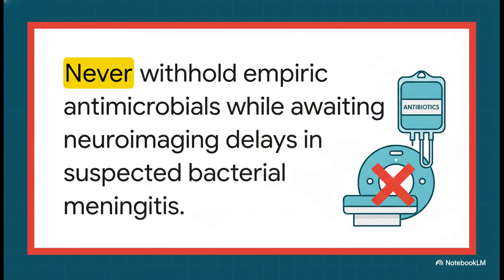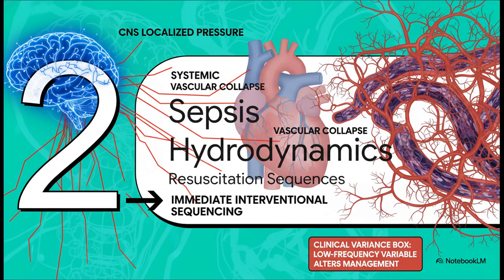The absolute fatal stewardship trap to avoid here? Never, ever withhold empiric antimicrobials while waiting for neuroimaging. Holding off on antibiotics just to secure a pristine CSF sample during a scanner delay is a massive error. You treat the suspected bacterial meningitis empirically and immediately. You can always de-escalate later once you have your pathogen, but there's no reversing the neurologic devastation of a delayed intervention.